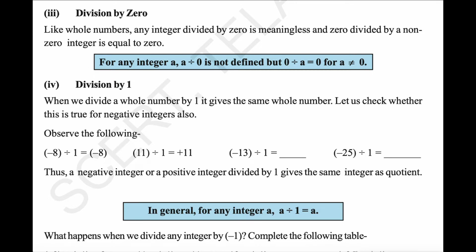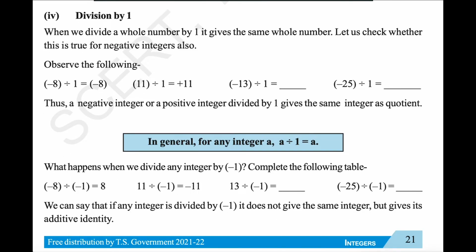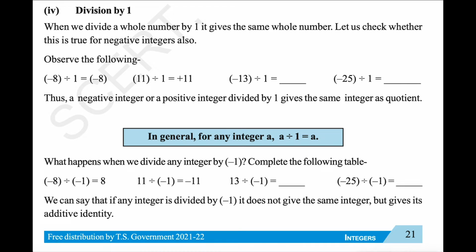Division by 1. When we divide a whole number by 1, it gives the same whole number. Let us check whether this is true for negative integers also. Minus 8 by 1, yes, minus 8. Minus 11 by 1, minus 11. Minus 13 by 1, minus 13. Minus 25 by 1, minus 25. Thus, a negative integer or a positive integer divided by 1 gives the same integer as quotient. In general, for any integer a, a by 1 equals a.